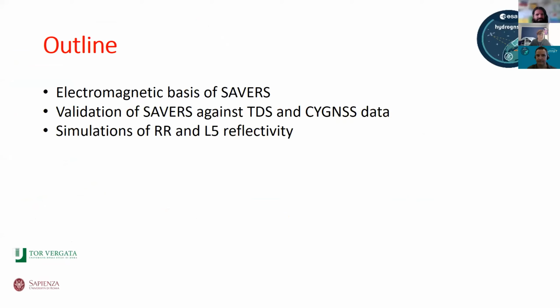This is the outline of this presentation. I will show the electromagnetic basis of SAVERS, which is the electromagnetic tool at the core of the end-to-end simulator for HydroGNSS. I will show some validation of SAVERS against TDS and Cygnus data, and I will conclude with simulations of right polarized and L5 reflectivity, which are the new observables for HydroGNSS.